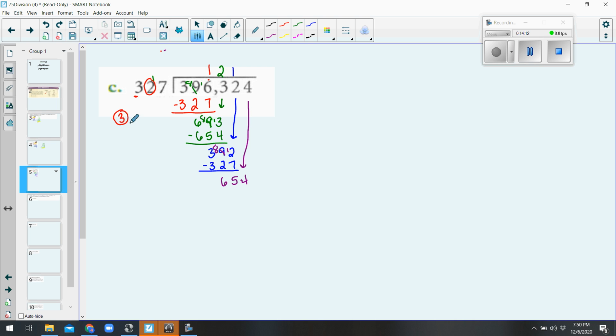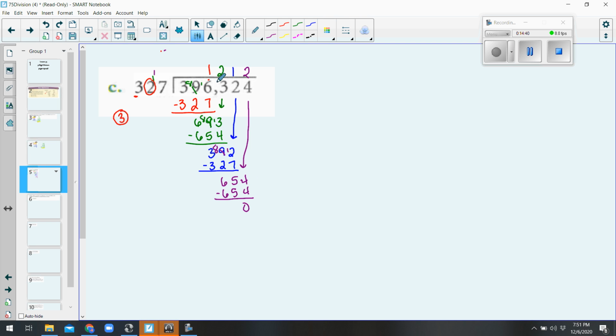Go back to your guessing number. Will 3 go into 6? Yes, it will. It will go 2 times. So I'm guessing that 327 will go into 654 2 times. Multiply through, so 2 times 7 is 14. 2 times 2 is 4, and 1 is 5, and then 2 times 3 is 6. I subtract and I get 0.